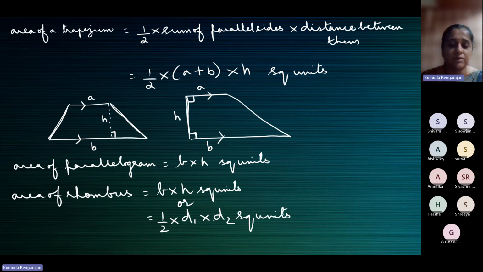They're two different formulae. Base into height. If base and height are given, use base into height. If the diagonals are given, then it is half into D1 into D2. Half into the product of the diagonals. Half into the length of one diagonal into the length of the other diagonal.